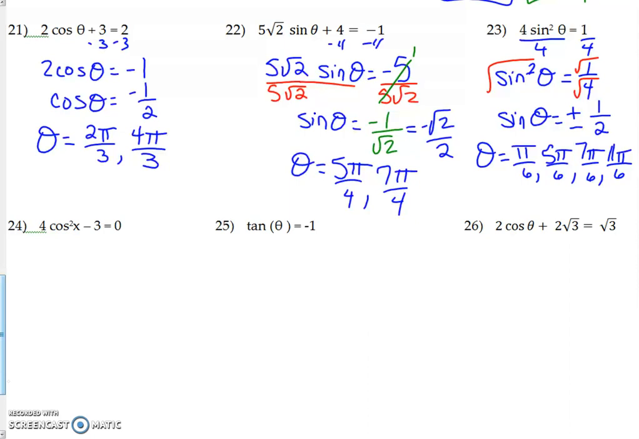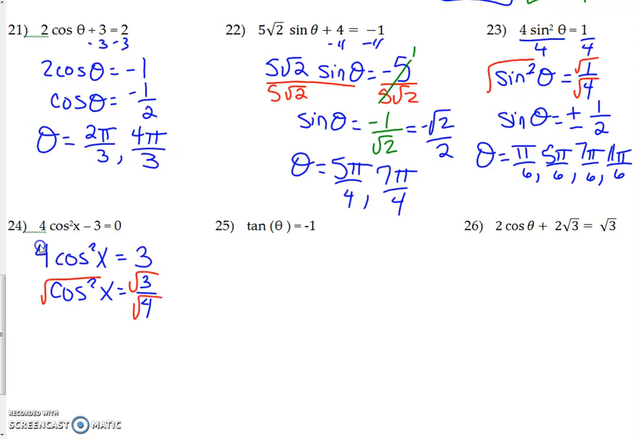All right, so for this next one, number 24, notice this time it's cosine. I'm going to start off the same way. The problems are very similar. So I have 4 cosine squared x equals positive 3, and so cosine squared x equals 3/4. Notice this problem has x instead of theta. It's done exactly the same way. It's not going to change anything. X is theta.